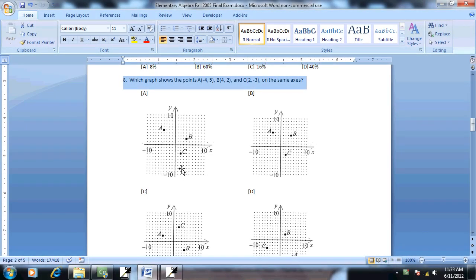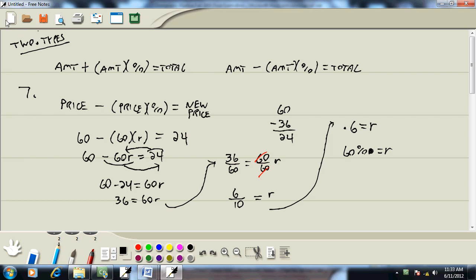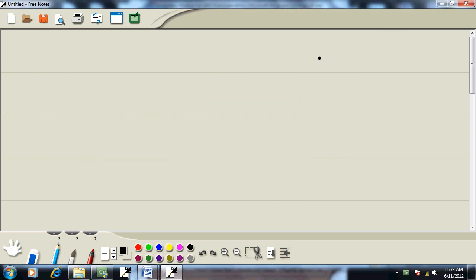Our next problem says, which graph shows the points negative 4, 5, 4, 2, and 2, negative 3 in the same axis? So they're wanting us to plot these points. See which one matches up.